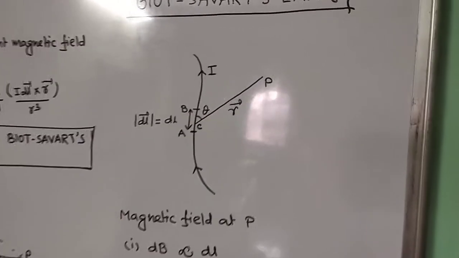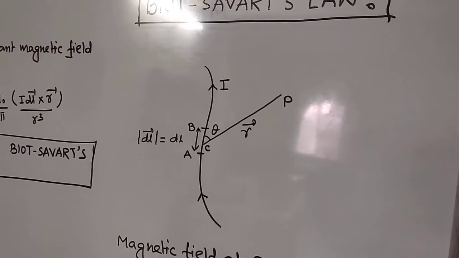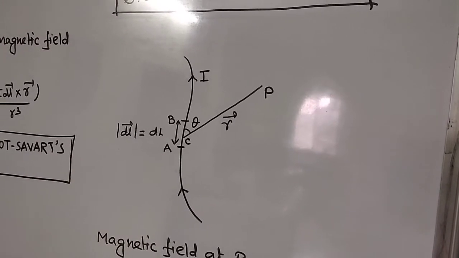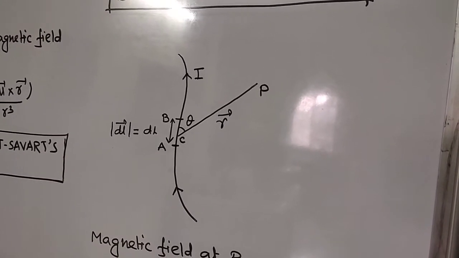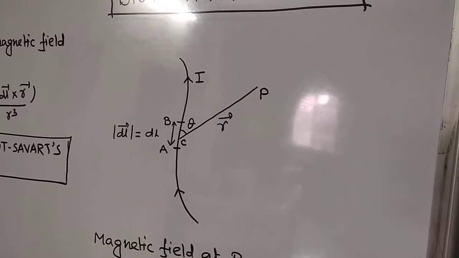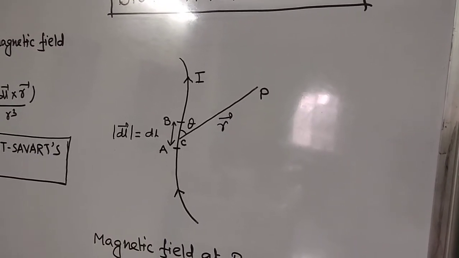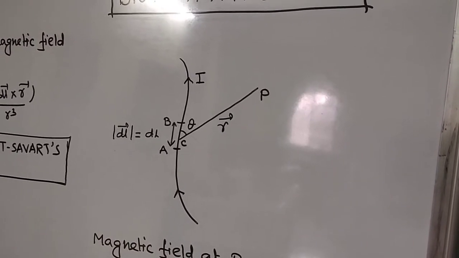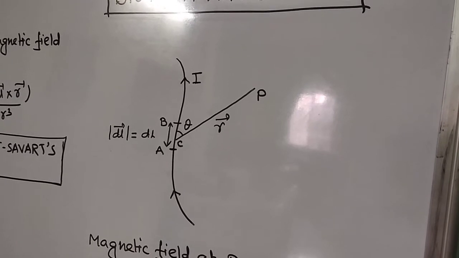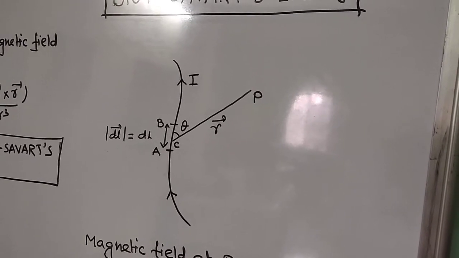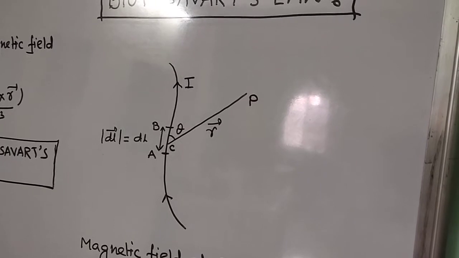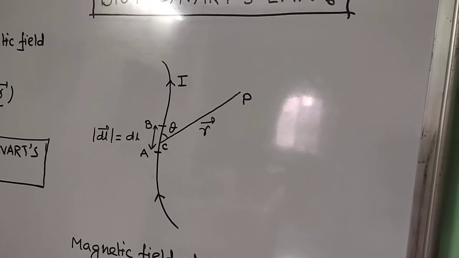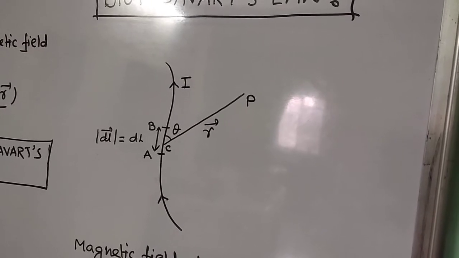Now in the figure you see this is your wire through which current I is flowing, and P is a point where we have to define the magnetic field. Now to define the magnetic field at P, we'll take a section of that current carrying element. So the portion which we have taken is your AB, and AB has a length dl, and I is the current flowing through it, and r vector is the position vector of the point P where we have to define the magnetic field due to the current carrying element I dl.